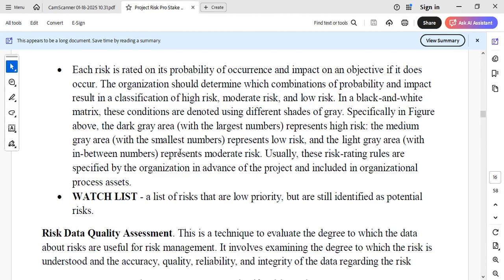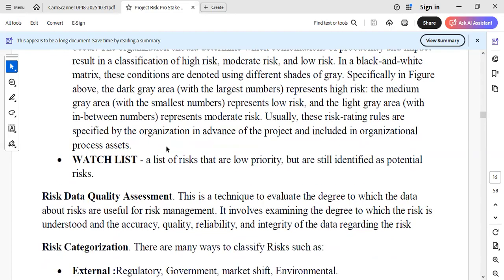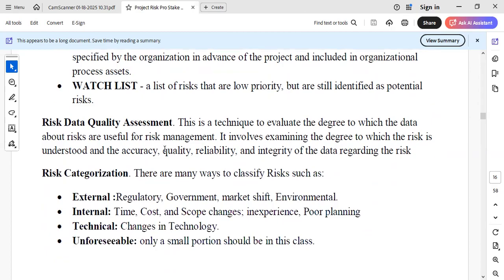So when we identify these risks, there are some low risks that when you look at them, they are like nothing, but we still have to place them in a list called the watch list. You're looking at them. You're not taking them seriously now, but you're still looking at them because if care is not taken, they may likely result in something important.